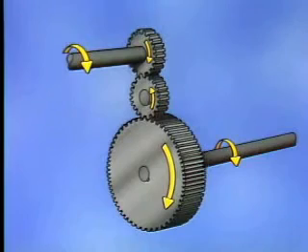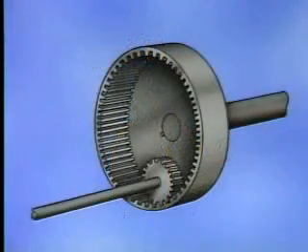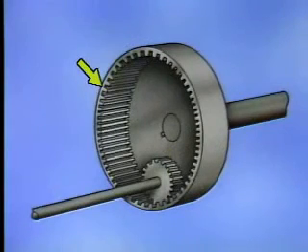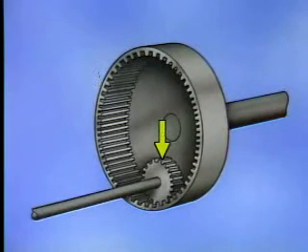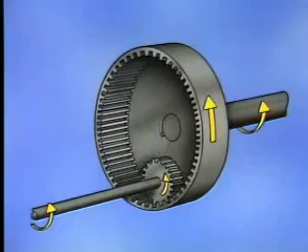Now, the other method that can be used to make two shafts spin in the same direction is to use an internal gear. In this example, the internal gear is also a spur gear. However, the internal spur gear's teeth are located on the inside of the cylinder instead of on the outside. In addition, the pinion is placed inside the internal gear. This arrangement allows the shafts to rotate in the same direction.